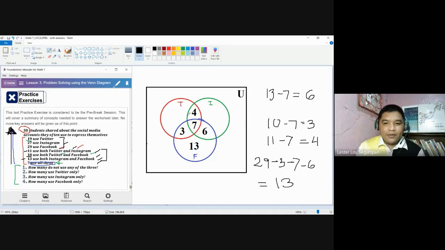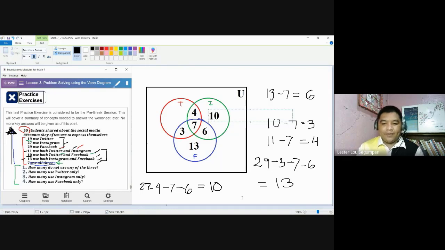Similarly, for Instagram, the whole green circular figure should be 27. You already have 27 minus 4, part of the green, minus 7 here, and minus 6. Here, 27 minus 4 is 23, minus 7 is 16, minus 6, you will get here 10, and this is the item that you need to place here, 10.